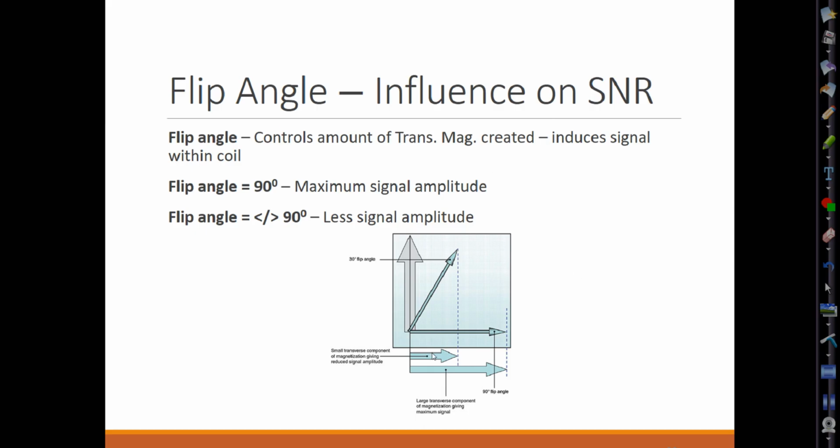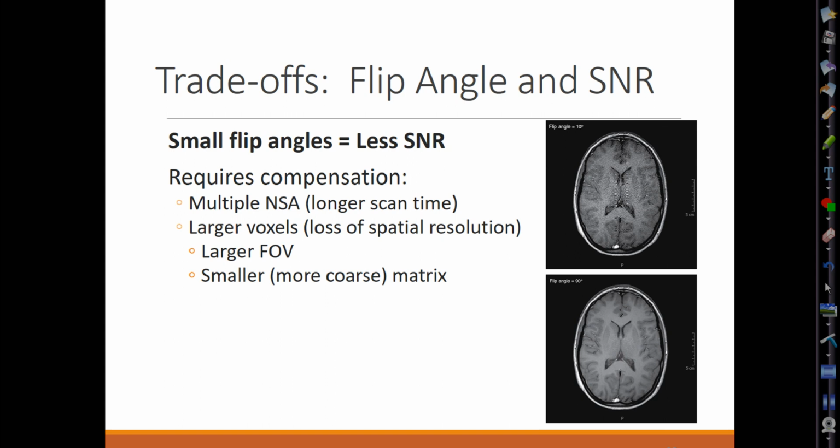But in regards to this slide, we're really talking about a spin echo pulse sequence. So a flip angle of 90 degrees gives you maximum signal amplitude. Anything less or more is going to give you less signal amplitude. Small flip angles might need compensation, so you might have to increase your NEX. You might need larger voxels, which means you lose spatial resolution. And increasing your NEX is also associated with longer scan times.